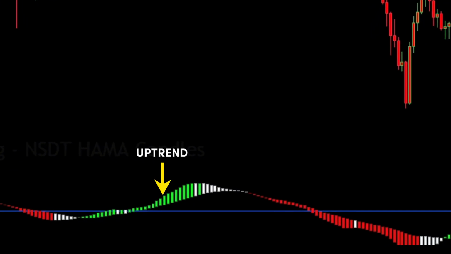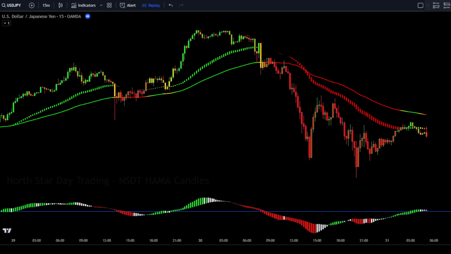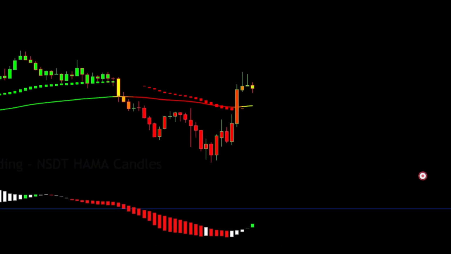If the redK momentum bars indicator turns green, it is a confirmation of an uptrend. If the redK momentum bars indicator turns red, it is a confirmation of a downtrend. Now, let's discuss how to use this trading strategy. How to place a buy order.